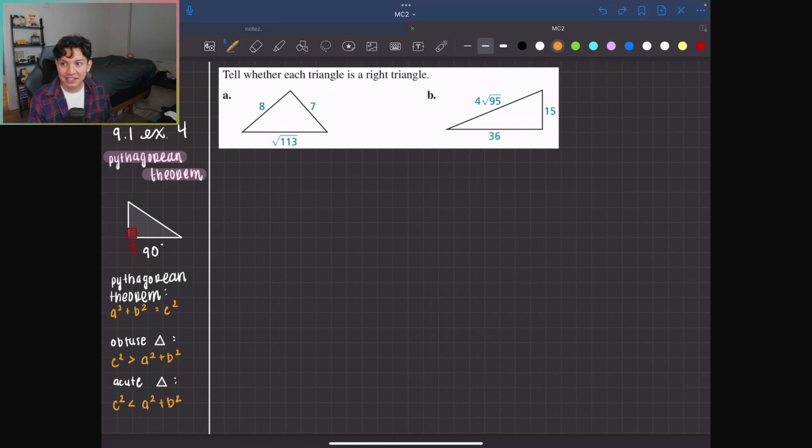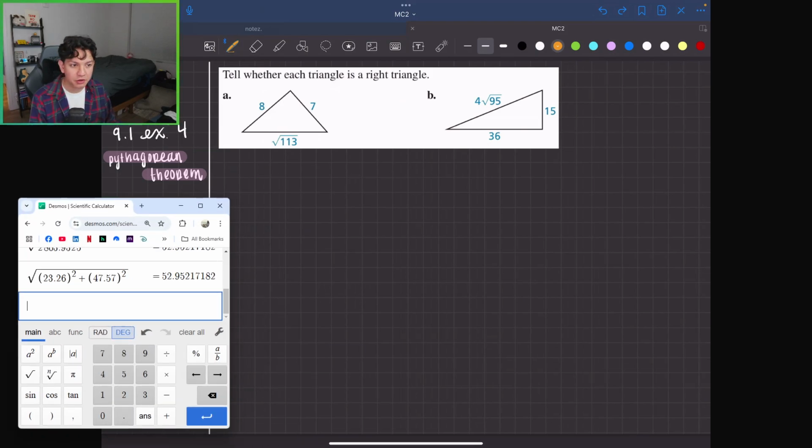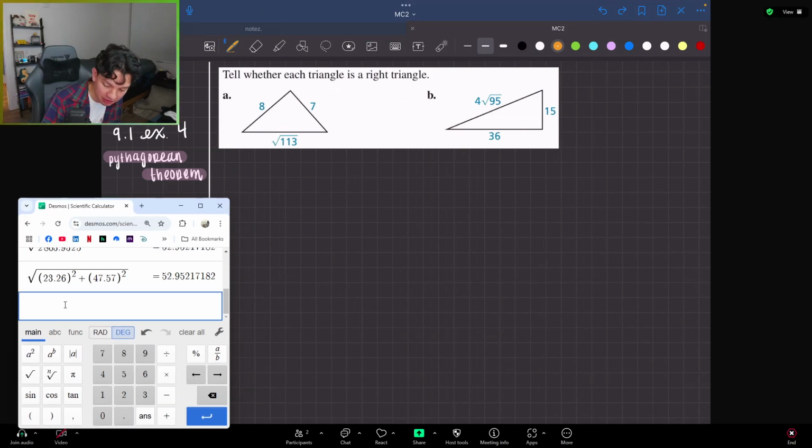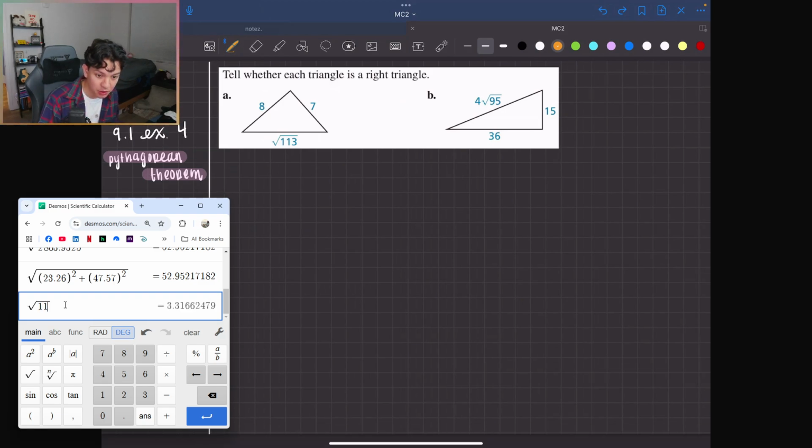So 7 and 8, we already have those values, but if you don't know what the square root of 113 is, that's okay. Let's just find out what it is. So the square root of 113 is 10.63. So we can for sure say that in our Pythagorean theorem, this is going to be our hypotenuse, or our C value. Maybe it could be our hypotenuse, but we're going to find out. So if this is our C value, 8 is going to be our A value, and 7 will be our B value. Now let's just set this up as an equation.